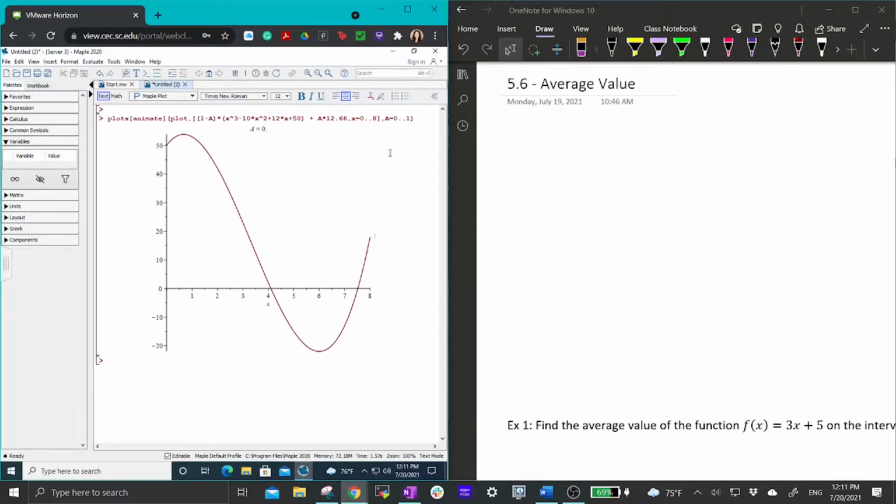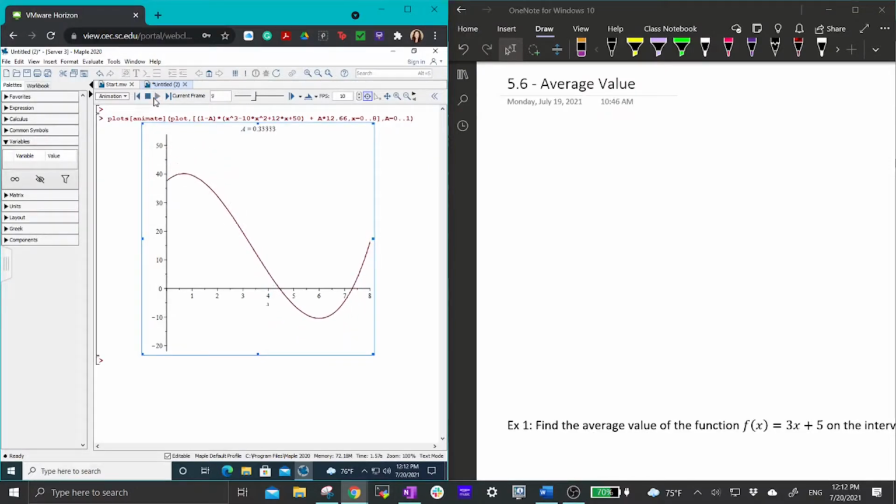Over here on the left-hand side of my screen, I have the graph of this function. It's a third-degree polynomial, and the average value of this polynomial can be calculated to be 12.66. What I have set up here is an animation to watch this function turn into its own average. I'm going to hit play here, and we're going to watch it level out.